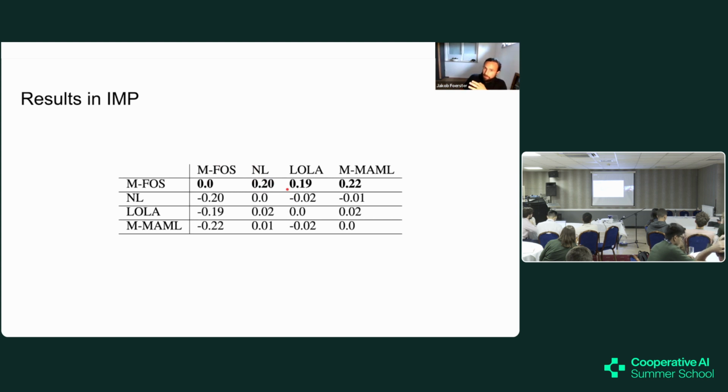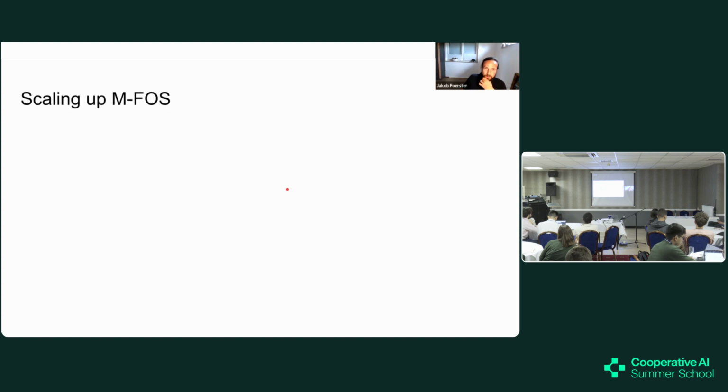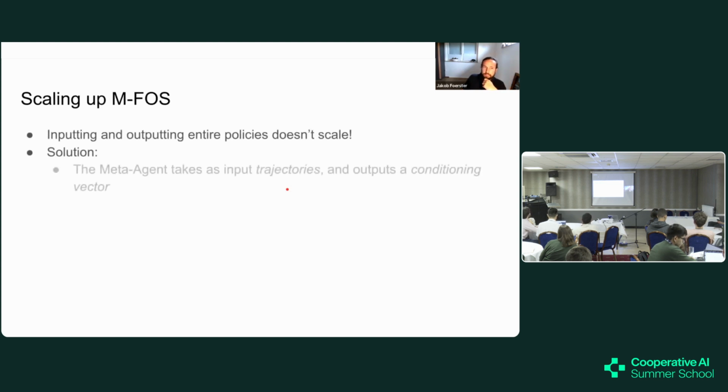We've also taken this beyond matrix games, because obviously in matrix games, you could do other things. We know interesting policies like the folk theorem and so on in matrix games. There's not much need to do RL. And this is a work in progress, but obviously inputting and outputting the policy doesn't scale.